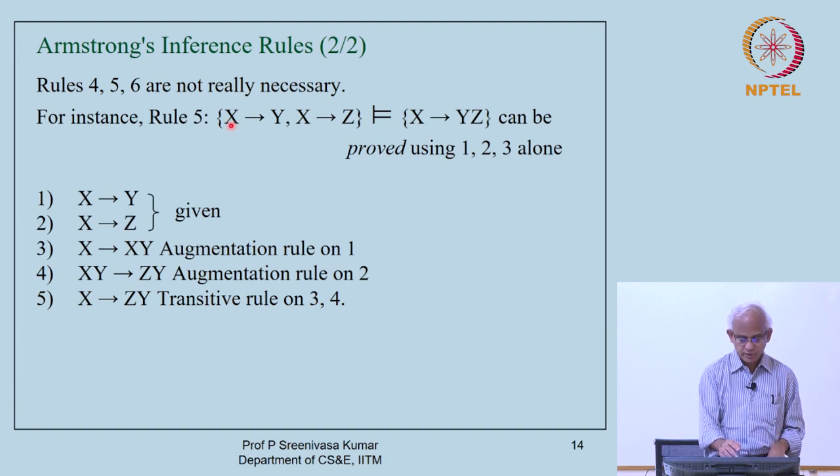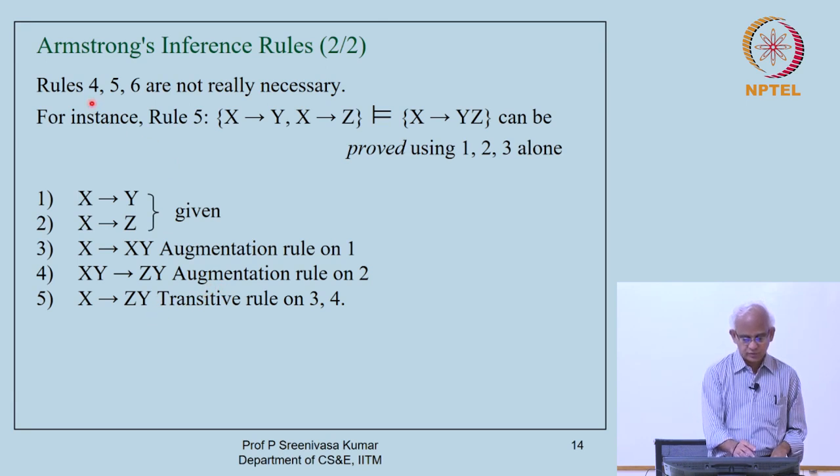So, what is the rule here saying? X determines y, x determines z logically implies x determines yz, and we will be able to prove that. By making use of rule 1, 2, 3, the reflexive rule, the augmentation rule 2 times and the transitive rule once, we have been able to use rules 2, 3 and then prove this.